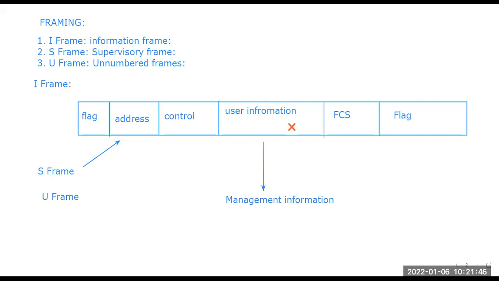Now, the various parts of this SDLC: we have written many parts, that is flag, address, control, user information, FCS, flag, management information. What are these particular fields? So we will discuss these fields one by one. First one is going to be called the flag field.